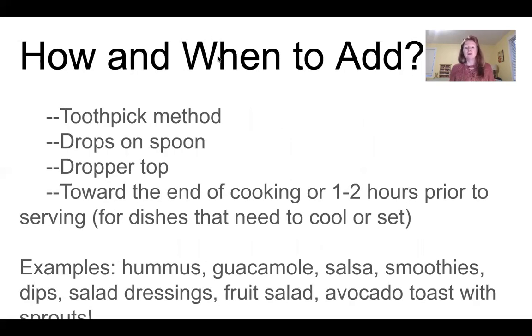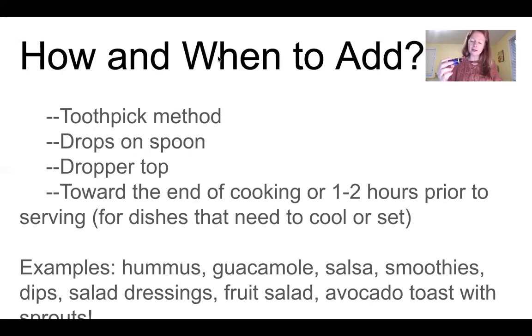Okay, how and when should you add your oils to your dishes? So we talked about the toothpick method. That's one way that you can add them. Another way is to actually drop them onto a spoon. The reason you want to do that is because, as you probably know, when you turn your bottle over, unless you know where that little tiny hole is, right? This is something I actually learned just a few years ago. The oil doesn't actually come out of that big center hole. There's a tiny little pinhole in the outer rim of the orifice protector, and that's where the oil actually comes out.